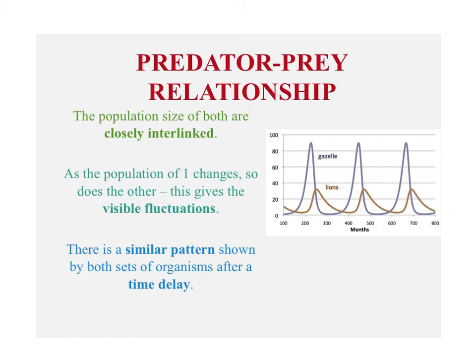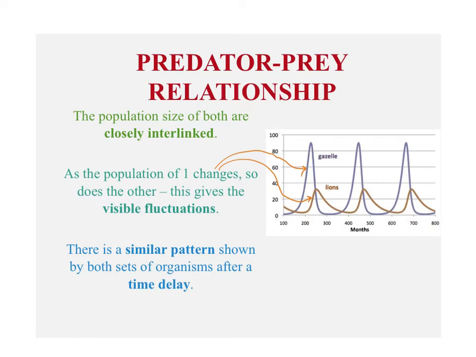Now, you should have been able to see that the population size of both populations are very closely linked. They follow a similar pattern of fluctuations over and over and over again. And as the population of, say, the gazelle changes, the lion population changes in a similar way shortly after. And there's that period of delay.